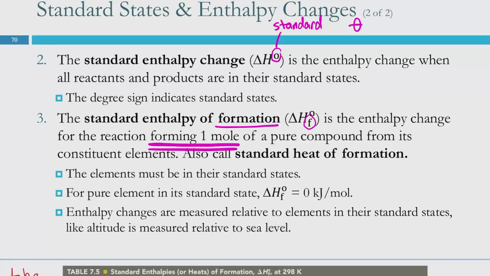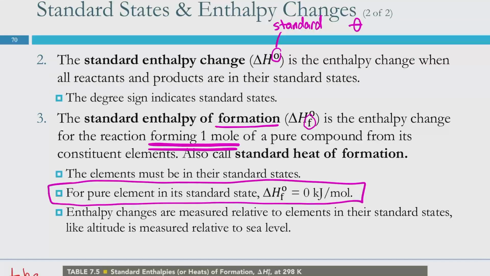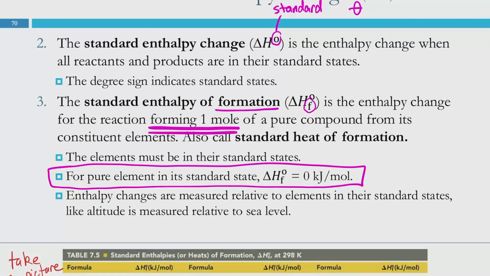For a pure element in its standard state, the standard change in enthalpy of formation is 0 kilojoules per mole. That's the state that it's normally in. That's the state that it wants to be in. So if we're trying to get it into that state, you don't have to do anything. There's no enthalpy change, so that's always defined as 0. Enthalpy changes are measured relative to the elements in their standard states, so we're setting those as our baseline 0 state.